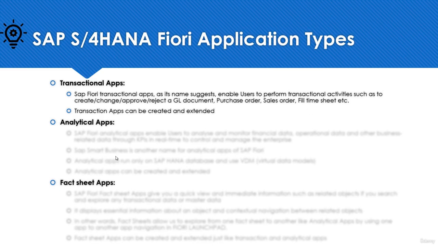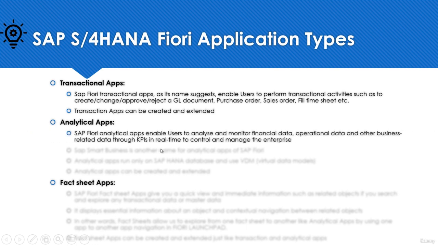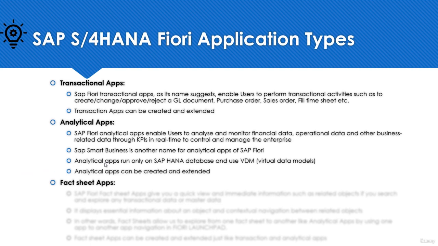The second one is analytical apps. SAP Fiori analytical apps enable users to analyze and monitor financial data, operational data, and other business-related data through KPIs in real time to control and manage the enterprise. KPIs is the abbreviation of key performance indicators. SAP Smart Business is another name for analytical apps of SAP Fiori. Analytical apps run only on the SAP HANA database and use virtual data models. Analytical apps can be created and extended.